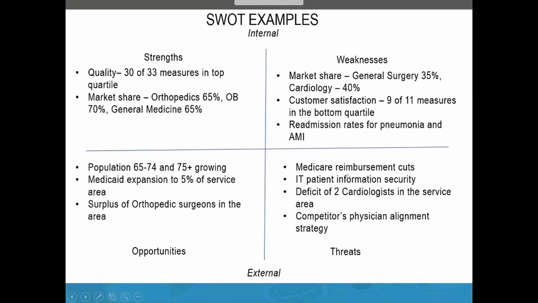So if we look at threats, we've got some Medicare reimbursement cuts because of ACA. We have IT, patient information security, with all the recent invasions into computer systems. Now we have a deficit of 2 cardiologists. So that means we can't really go out and market cardiology because we don't have the cardiologists to get our patients into. And our competitors' physician alignment strategy in our sample, it appears to be working and it's a threat to our strategy.